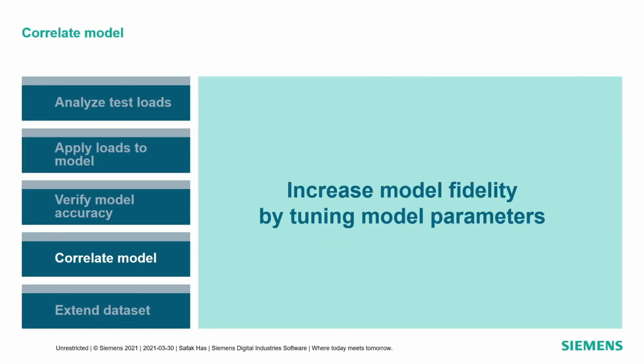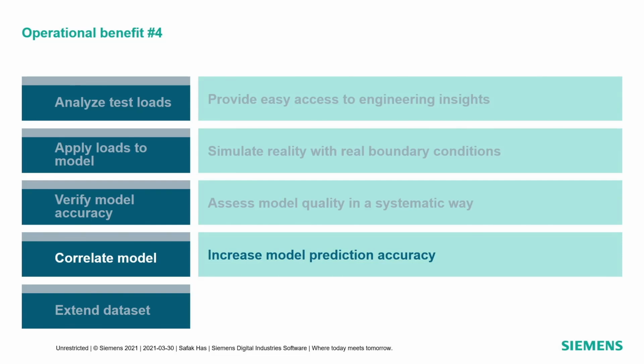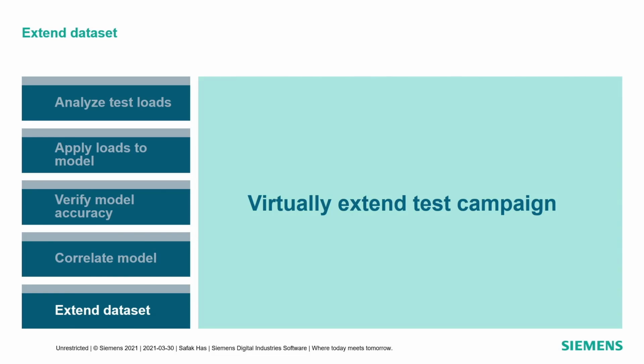So what we did actually with this chapter, we increased the model fidelity by tuning the model parameters. And what is the real benefit, the operational benefit behind, is that we increased model prediction accuracy. So let's go to the last chapter, which will be about extending the data set. What we will try to do is virtually extend the test campaign.